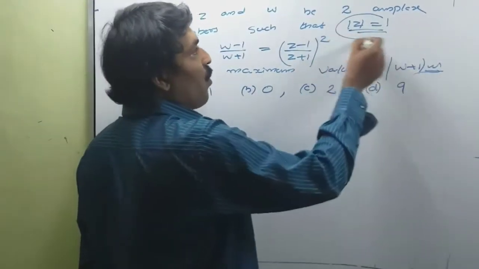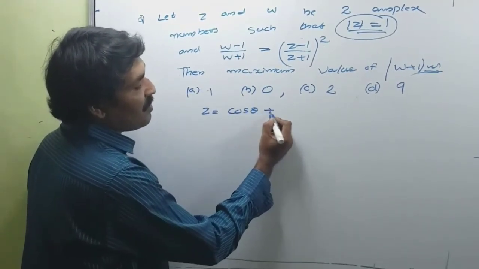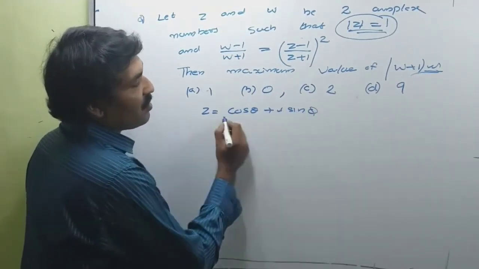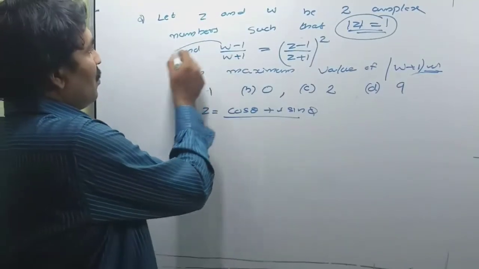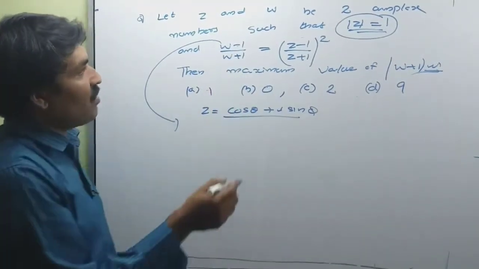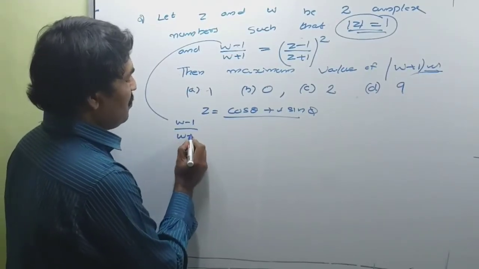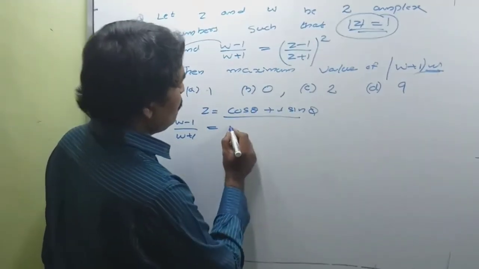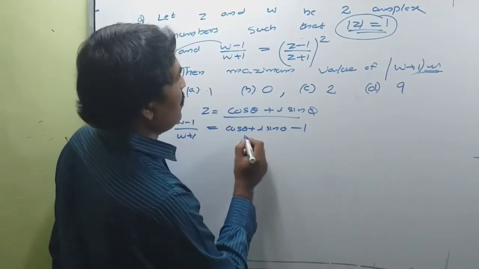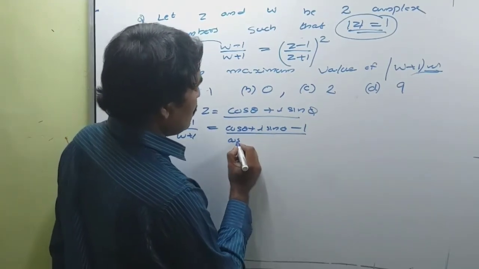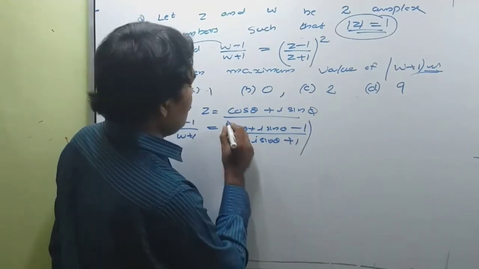Since mod Z is equal to 1, we can assume Z is equal to cos theta plus i sin theta. So for this, modulus is equal to 1 and argument is equal to theta. (W minus 1) by (W plus 1) is equal to, Z is equal to cos theta plus i sin theta minus 1, this divided by cos theta plus i sin theta plus 1, the square.